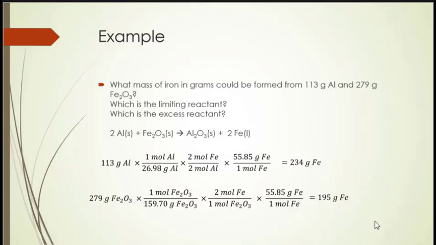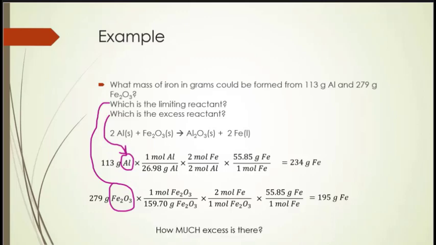So what am I limited by? Can I create 234 or can I create 195? I can only create 195. This is my limiting reactant. The product, again, is not this. It is my Fe2O3 as the reactant, right? Reactants are on the left. The reactant that I have in excess would be my aluminum.